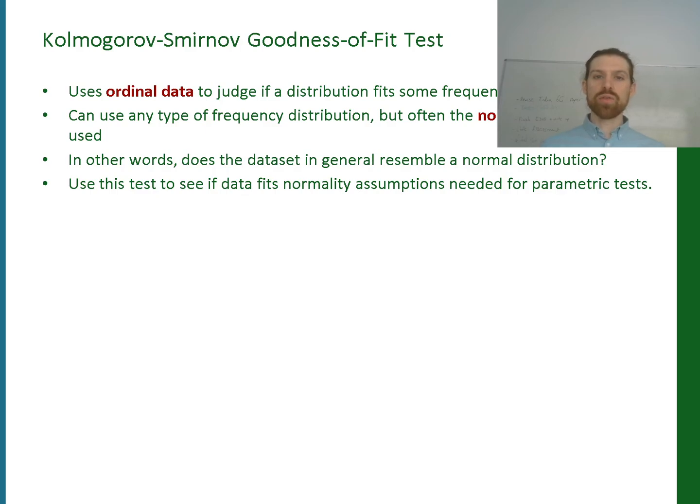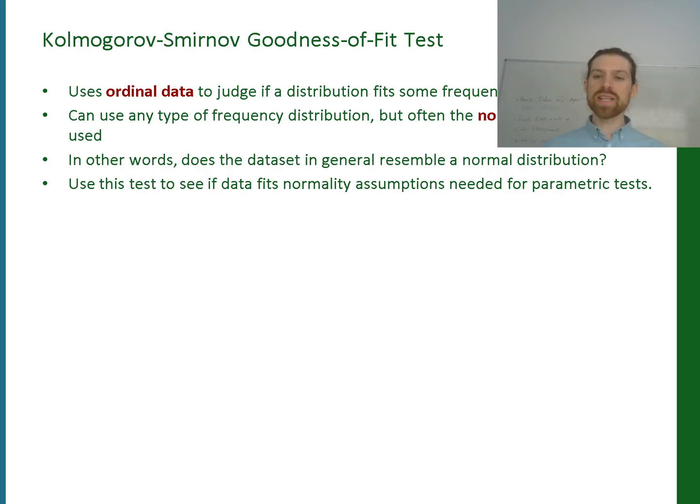So moving on now from the chi-squared onto the Kolmogorov-Smirnov test. In this particular case, what we're doing is we're using ordinal data in order to judge if that distribution fits some desired frequency distribution. So this can be any type of frequency distribution, but normally we're going to be testing for the normal distribution, okay? So does the data set that we've got actually conform to that normal distribution shape?